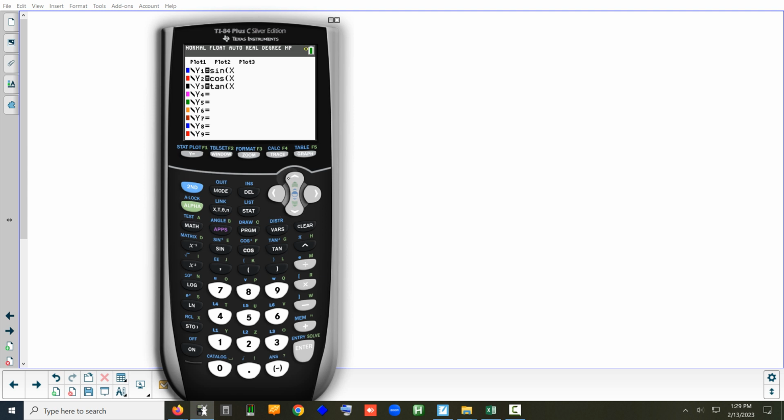Let me take, and let's just make a copy of that where it just has sine.